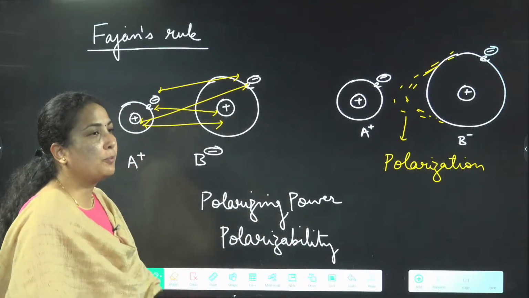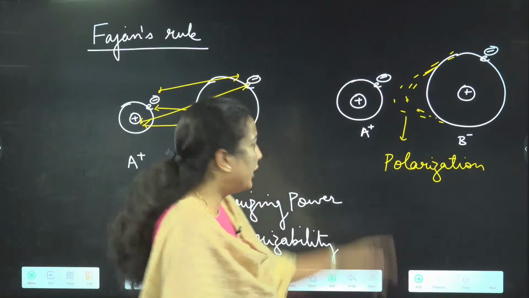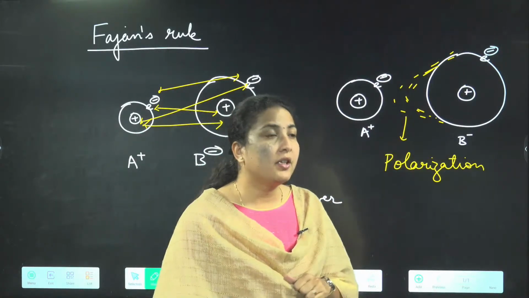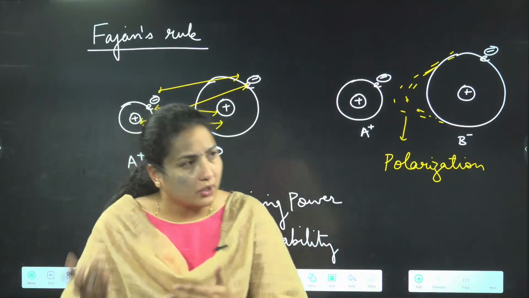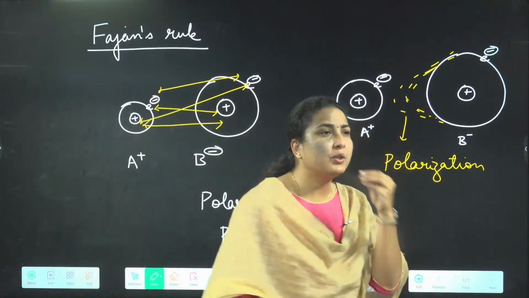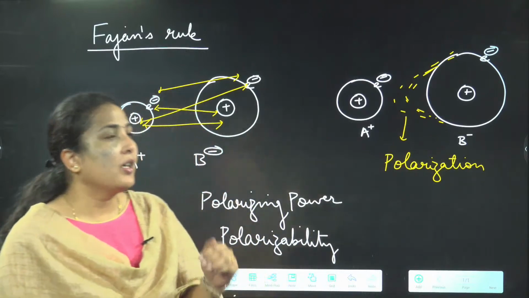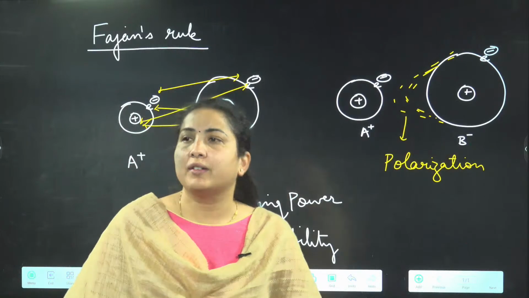Now, when I talk about polarizing power, so power you always apply on someone else, right? So here, out of these two, who is causing the distortion? It's the cation, right? Now, you might think that is this distortion only one-sided, is the anion not able to do it? The anion is also able to do it, but the extent to which it does is very, very negligible. That is the reason we say there is more influence of the cation on the electron cloud of the anion, right?